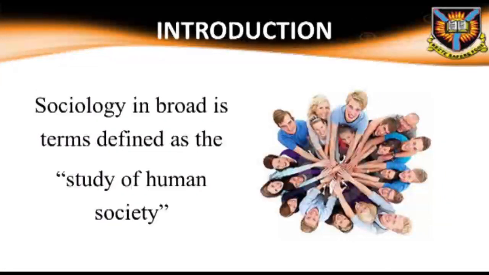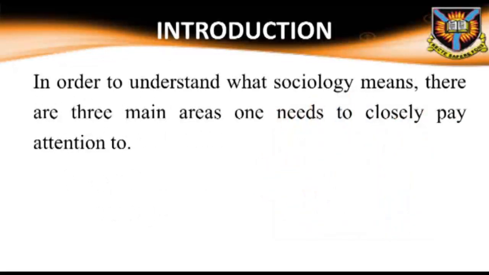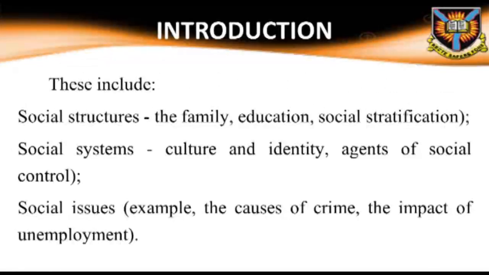Sociology in broad terms is defined as the study of human society. In order to understand what sociology means, there are three main areas one needs to closely pay attention to, and these include social structures, that is, the family, education, social stratification; social systems, for example, culture and identity, agents of social control; and social issues, such as the causes of crime and the impact of unemployment.